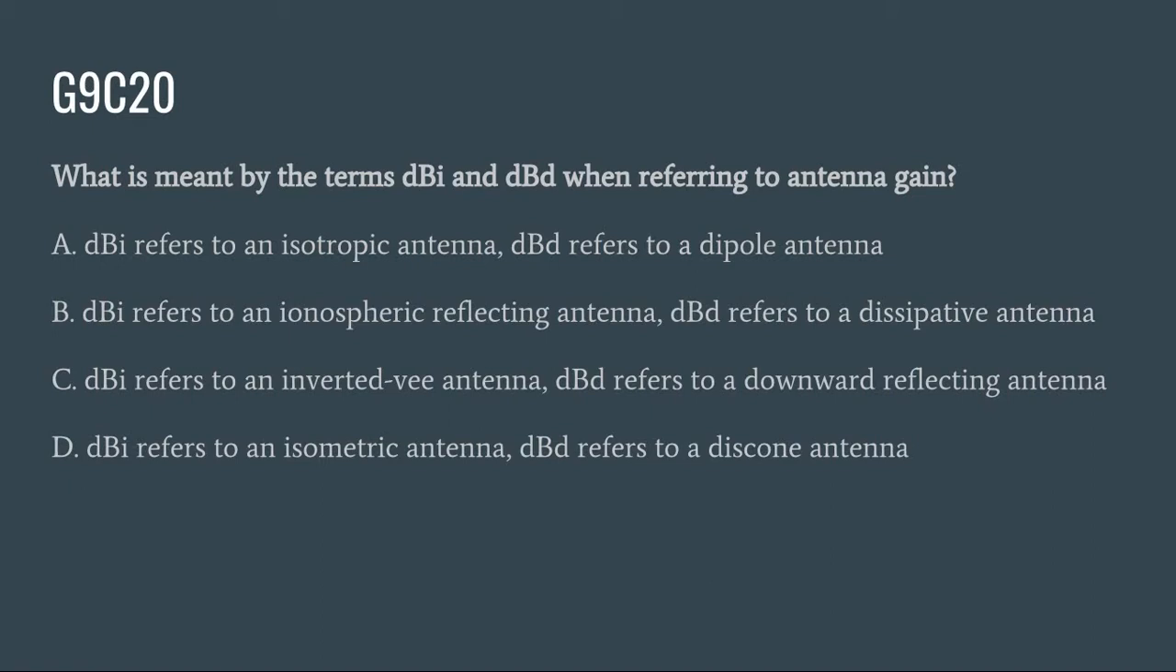G9C20, what is meant by the terms dBi and dBd when referring to antenna gain? A. dBi refers to isotropic antenna, dBd refers to a dipole antenna. B. dBi refers to an isospheric reflecting antenna, and dBd refers to dissipative antenna. C. dBi refers to an inverted V antenna, dBd refers to a downward reflecting antenna. Or D. dBi refers to an isometric antenna, and dBd refers to a discone antenna. A. dBi refers to an isotropic antenna, dBd refers to a dipole antenna.